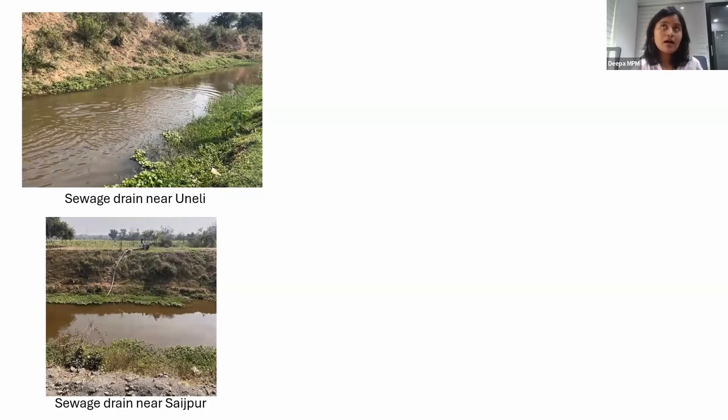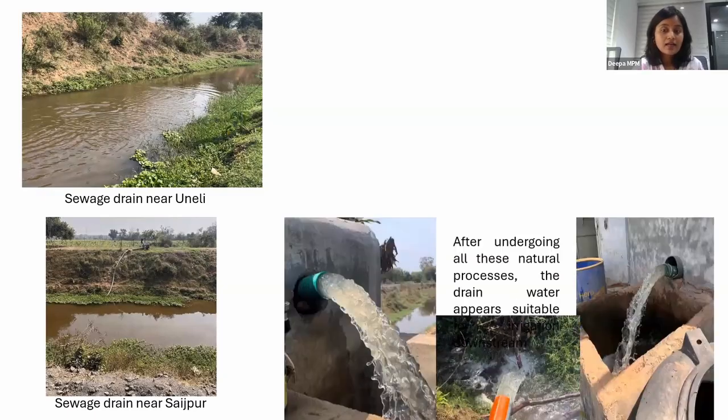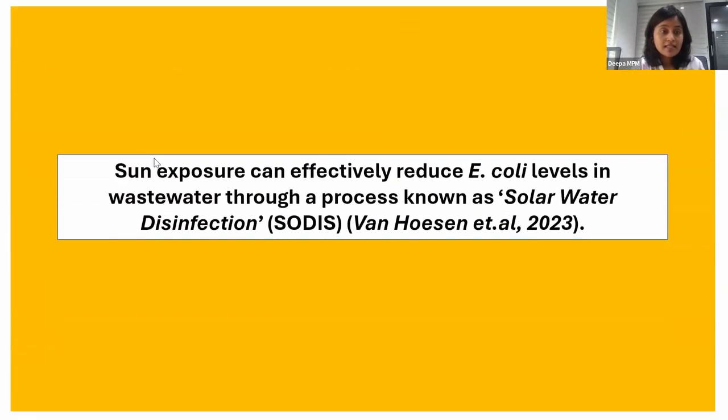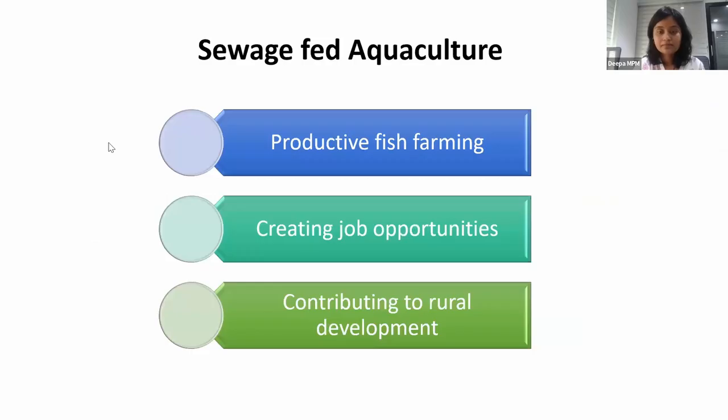So it is very relative. And you can see at the end, the kind of water that they're getting is very transparent. And studies have also shown that sun exposure can effectively reduce E. coli levels in wastewater through a process known as solar water disinfection. I strongly believe that it is happening in the drain.